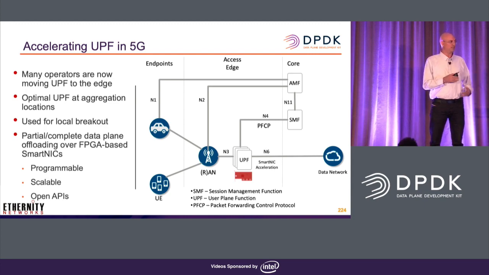And it seems that this is something that's been catching on quite nicely. It's called something like local breakout. You have a big UPF at the data center terminating all the data flows, but you also have a distributed UPF, so you can break out to the internet directly at the edge. Now, this creates a unique opportunity because the UPF at the edge is something that is happening at a small location.